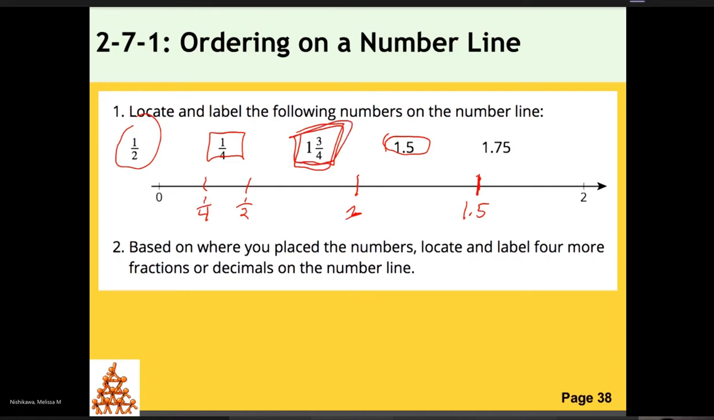3/4. Where would that be? Would that be between 1 and 1.5 or 1.5 and 2? Zoe? Correct. So halfway between 1.5 and 2 would be 1 3/4.